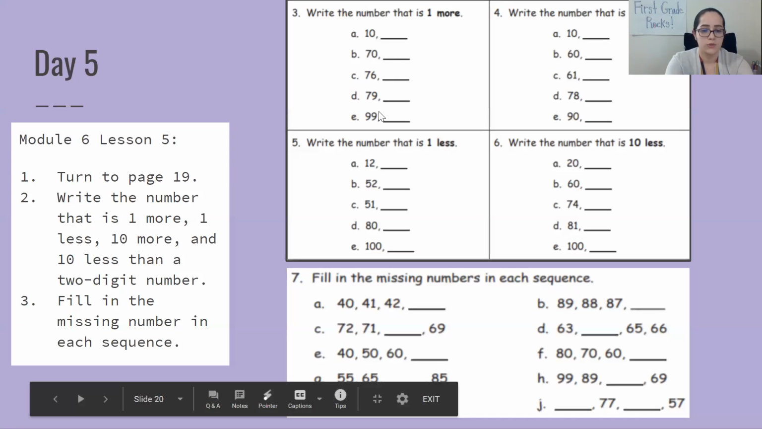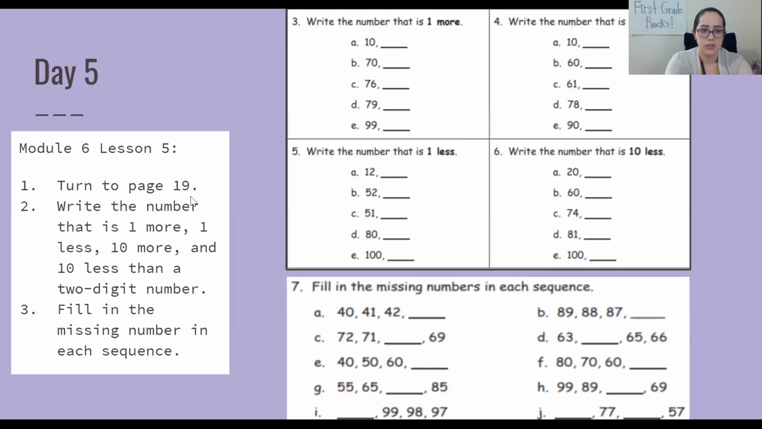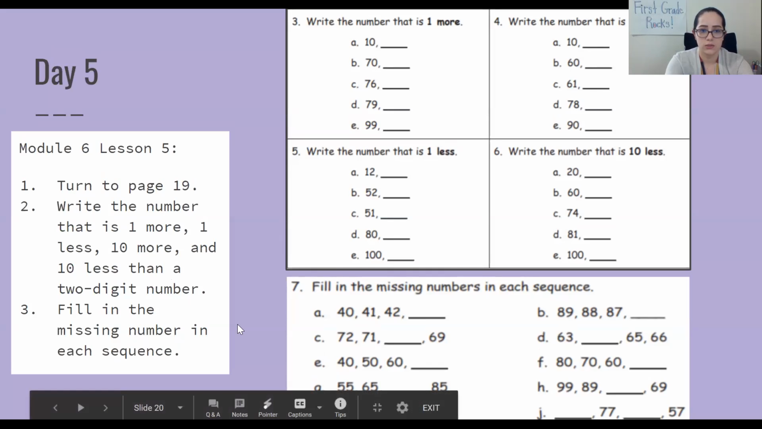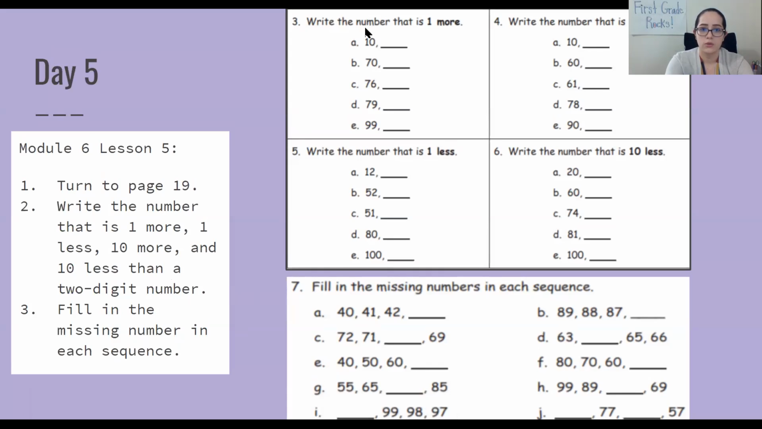All right, moving on, turn to page 19. We're still going to be writing the number that is 1 more, 1 less, 10 more, and 10 less than a two-digit number, and then fill in the missing number in each sequence. So number 3, write the number that is 1 more than each of those numbers. So 70, 1 more, 71. All right, you're going to do the same thing for 76, 79, and 99.